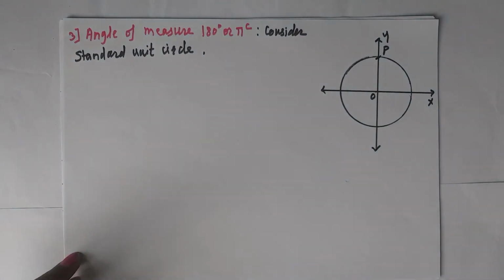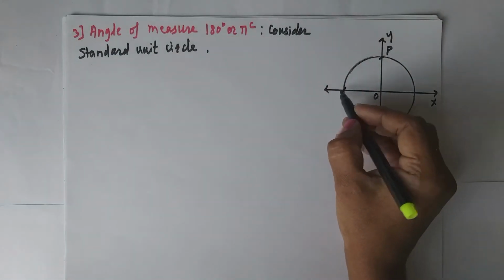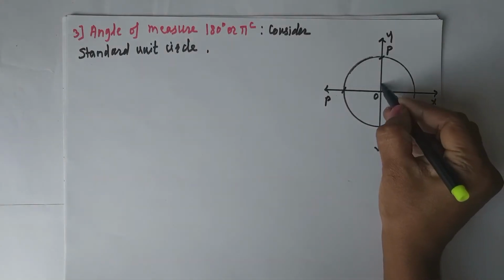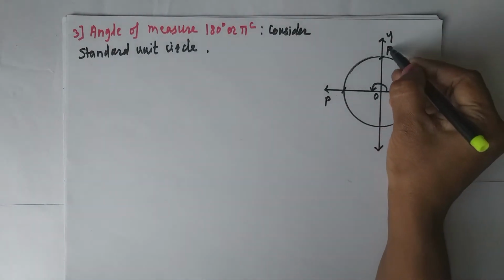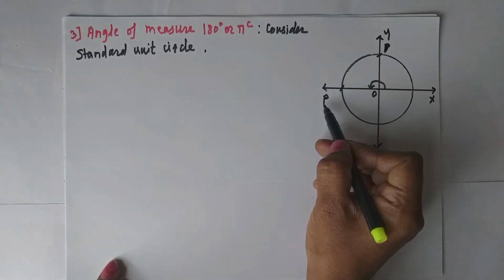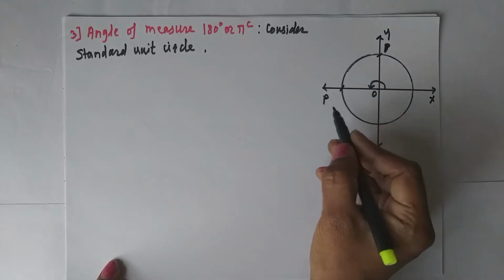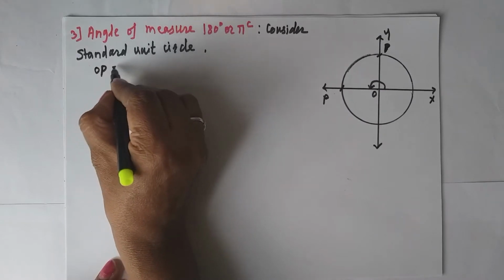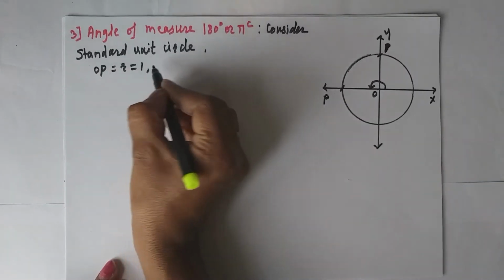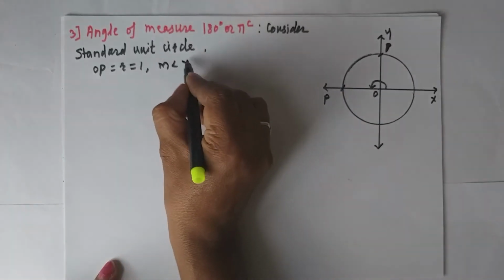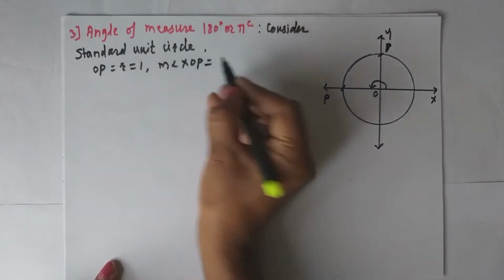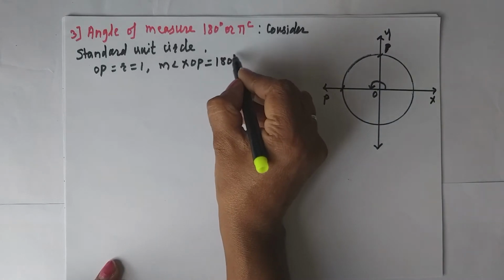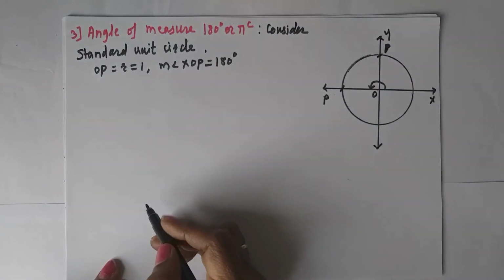Then here what will be point P? Negative direction of the x-axis. Point P will be here. And this is your angle of 180 degrees. Okay. Here point P will be on the negative direction of the x-axis. Again we are considering the standard unit circle. Here OP is nothing but the radius. It will be 1, and the measure of angle XOP, see in the diagram, is 180 degrees, or you can write pi radians.